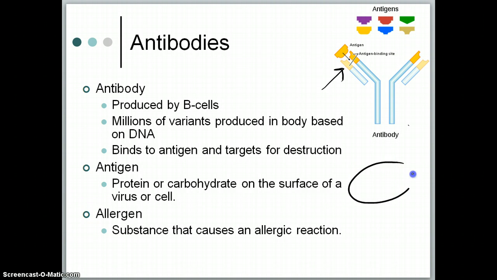So an antigen is basically any surface protein or carbohydrate. So if this is a cell right here, a pathogen, any surface protein it has on the outside is kind of like its name tag.